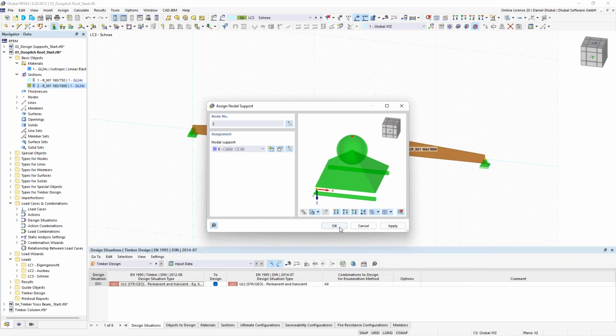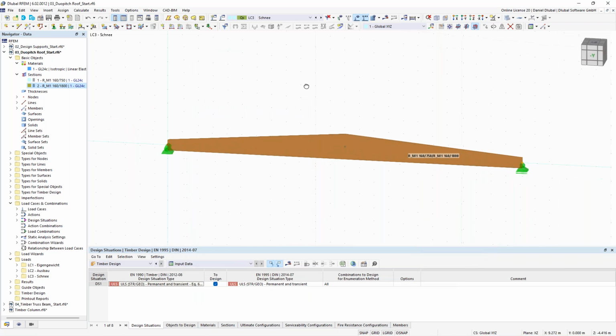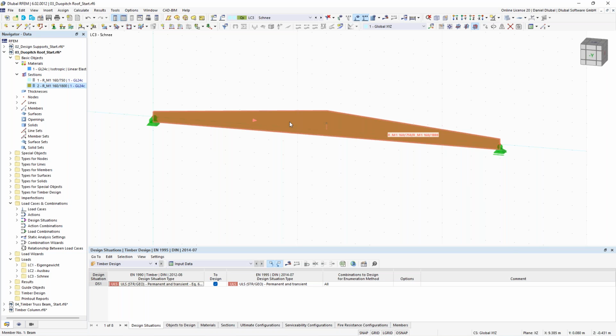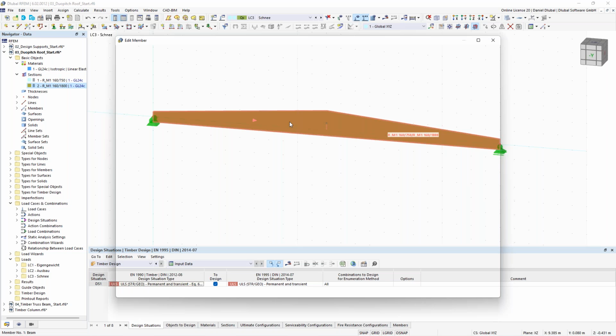The roller support. Yeah, and the next part is the division of this member into internal nodes. Double click on that. And now we can also create here nodes on members. You can see here we have already created one node on the member.